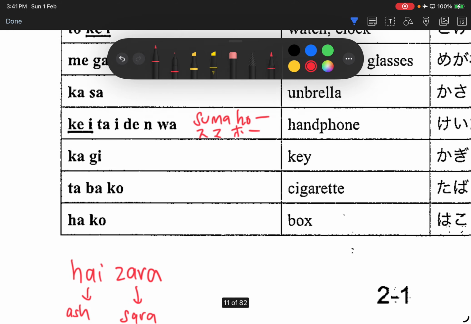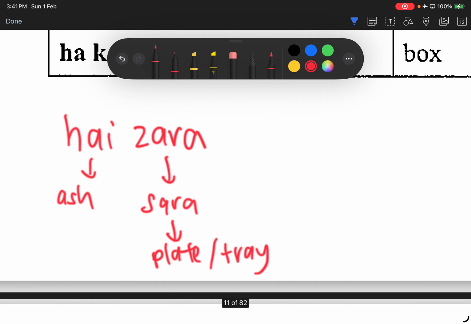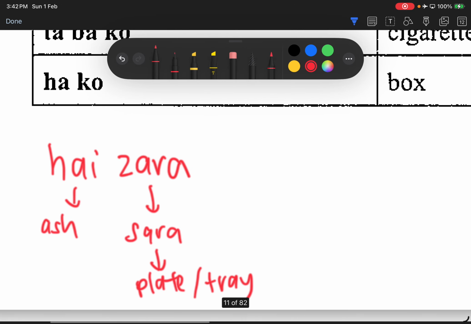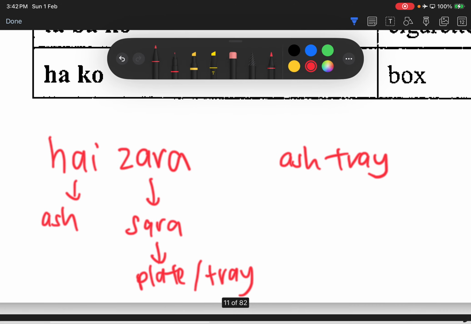Okay, before we go on to the next page, I just want to introduce this word also. It's called haizara. So haizara simply means ashtray. The word hai means ash. Zara is not the shopping brand, it's not a clothes brand. It came from the word sara, which means plate or tray. When we combine the two words hai and sara together, the S sound has to change to a Z sound. I don't know why, but maybe to make it sound cooler. So it's not hai sara, but haizara. Right? So it means ashtray.